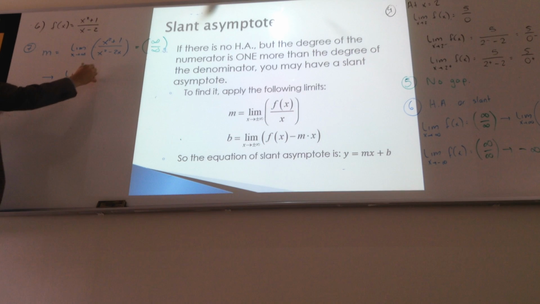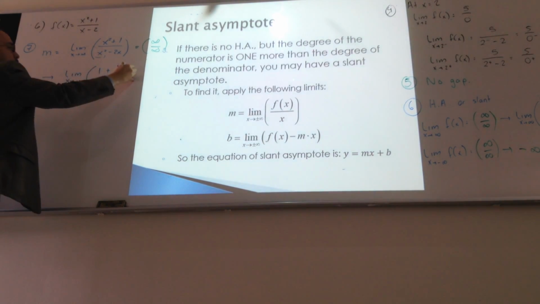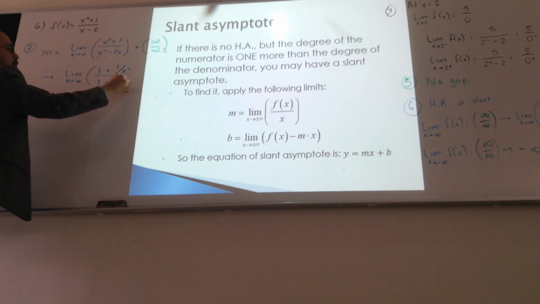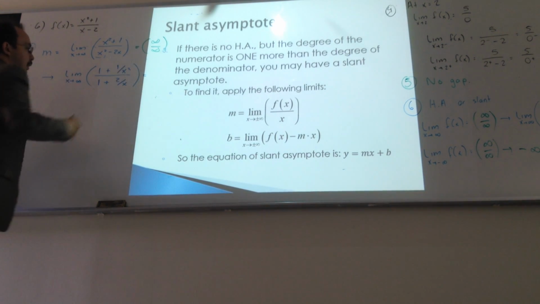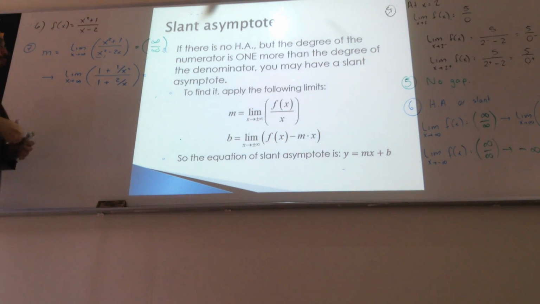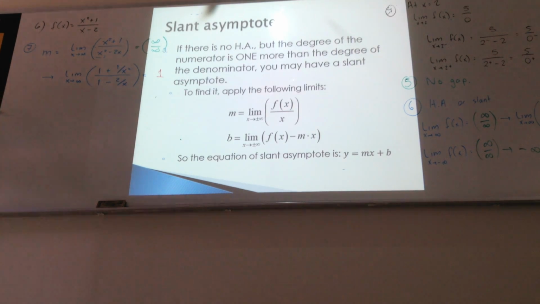Limit x approaches infinity of 1 plus 1 over x squared over 1 plus 2 over x. So the answer is 1 plus what? Isn't it a minus? 1 minus. Sorry. But the same thing, 1. Do you get that? I skipped some steps, but still, the procedure is fine. So we get 1.